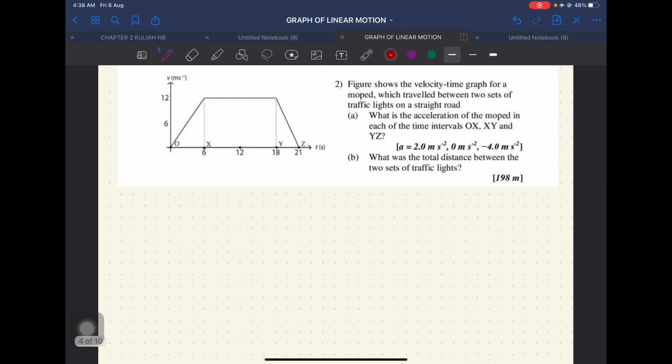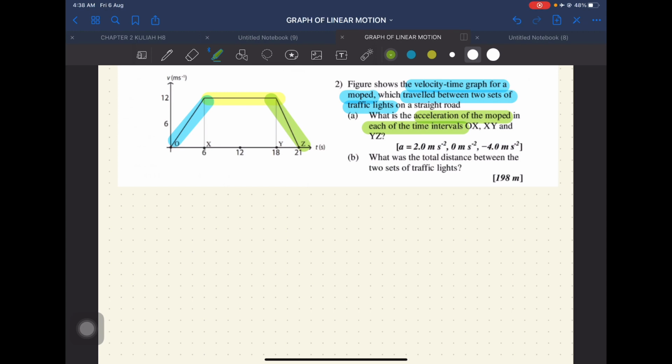Question number 2. Okay, we have a diagram of a V versus T graph. It shows the velocity time graph for a moped, which travels between two sets of traffic lights on a straight road. What is the acceleration of the moped in each of the time intervals OX, XY and YZ? So it means they ask you to calculate the acceleration of the moped for each section, 1, 2 and 3. So you have to calculate the gradient of this graph.